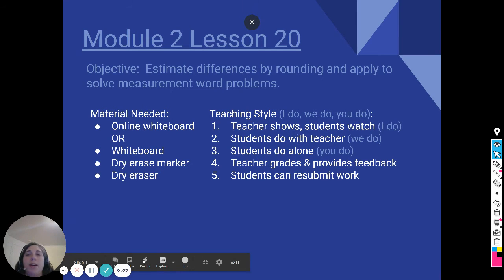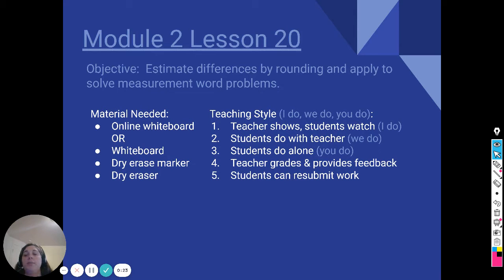Today we're going to be doing Module 2, Lesson 20. The objective is to estimate differences by rounding and apply to solve measurement word problems. This will be really more of a review because we have been doing a lot of rounding practice. The only difference is that today we're going to be applying that to subtraction instead of addition.